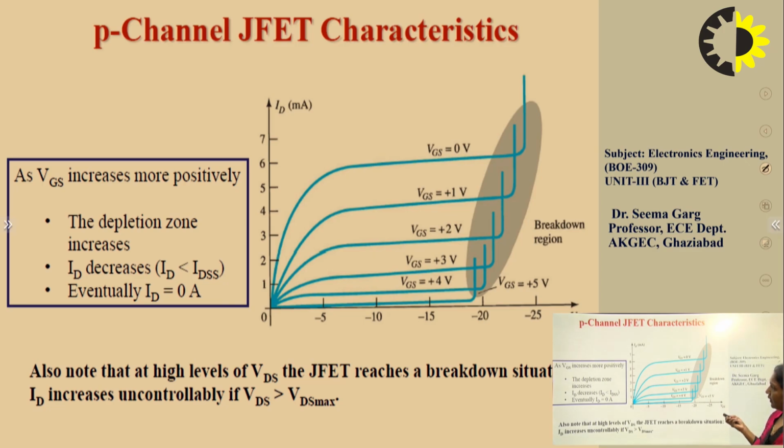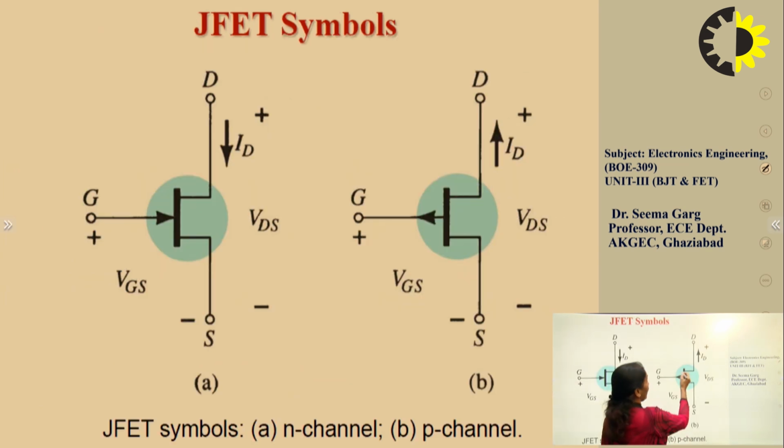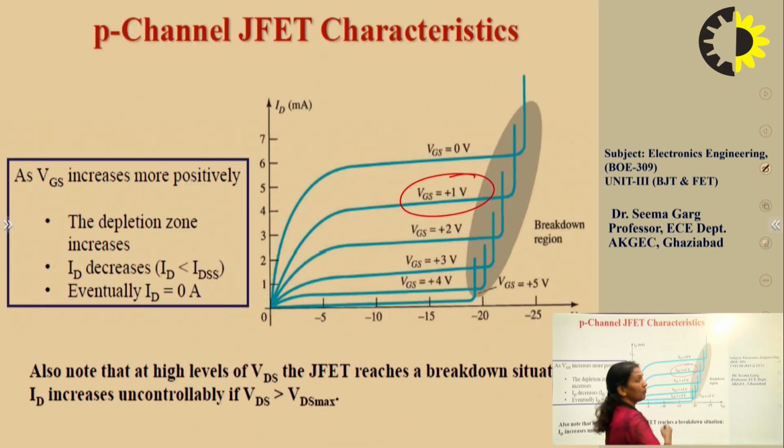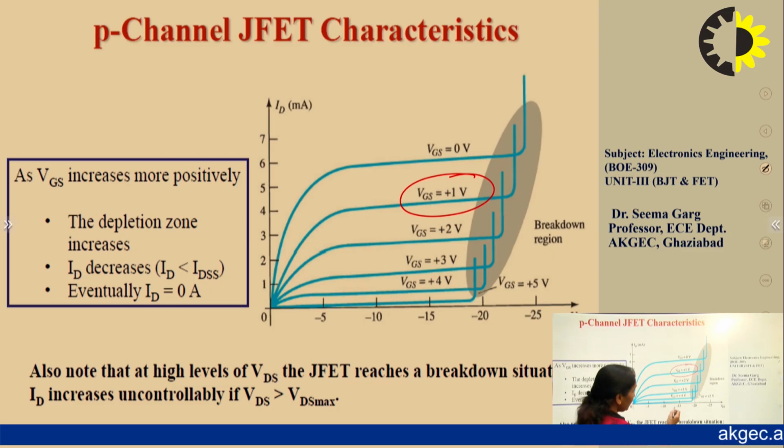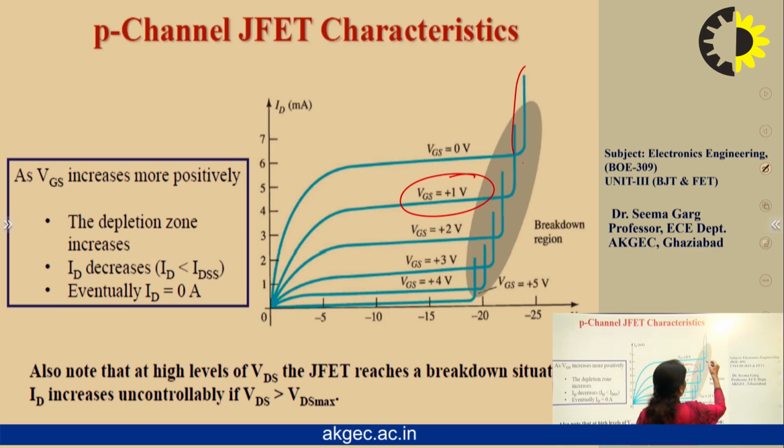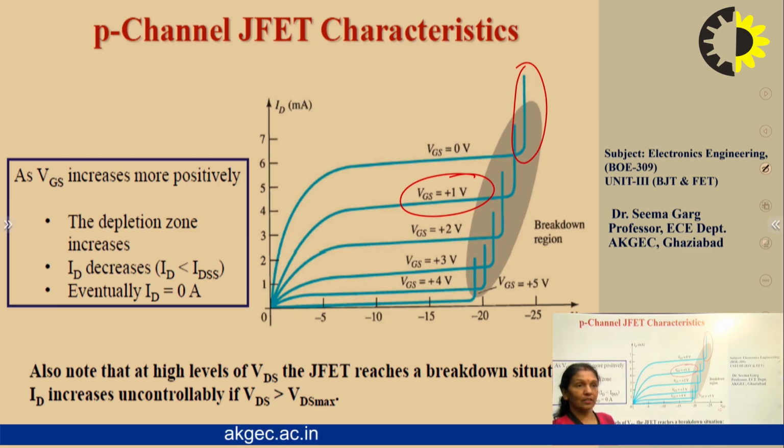Now, these are the characteristics which are similar to that of your N channel. The only difference here, in the previous case in N channel, that VGS was negative voltage, but here it is positive voltage. And if you apply VDS which is greater than the VDS maximum value, then some breakdown takes place. And this rise in the current after that voltage is shown in the figure, that shows that breakdown takes place if we are increasing the voltage VDS beyond the VD max.